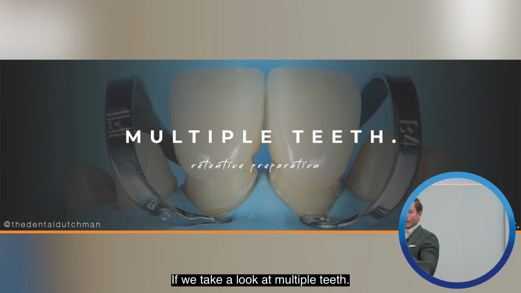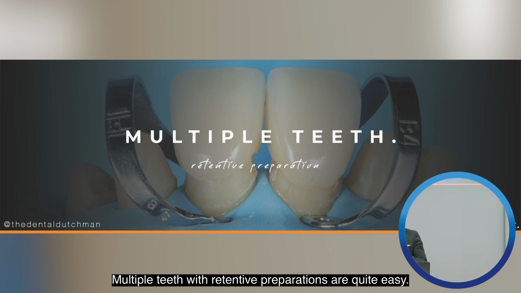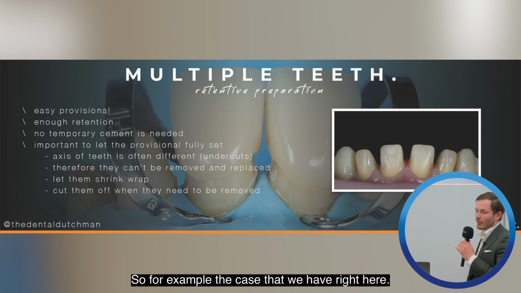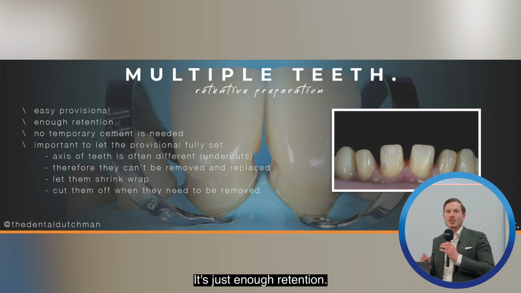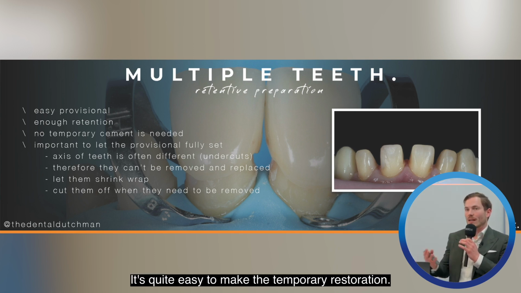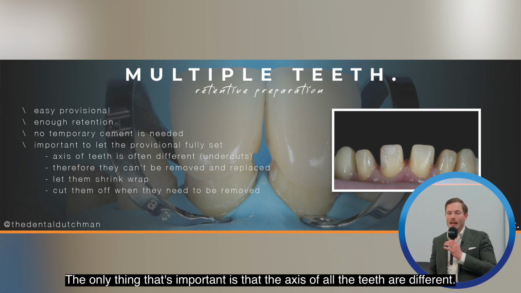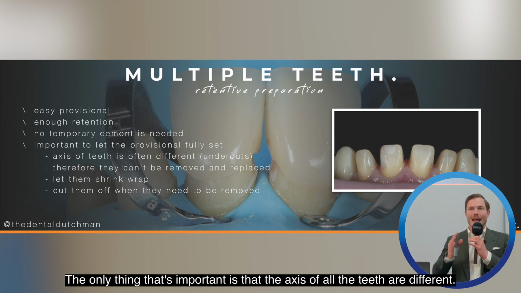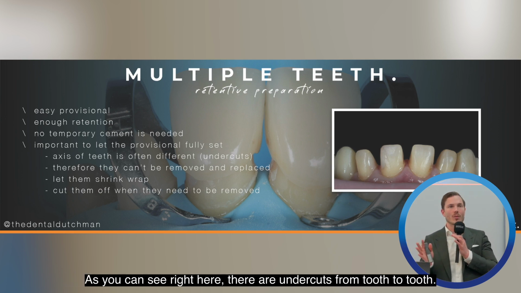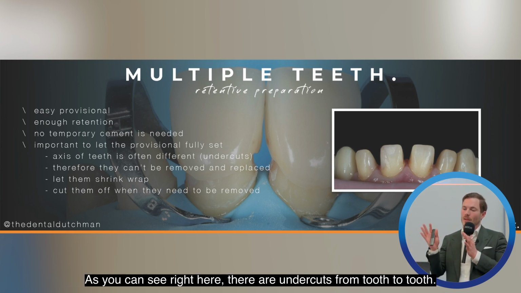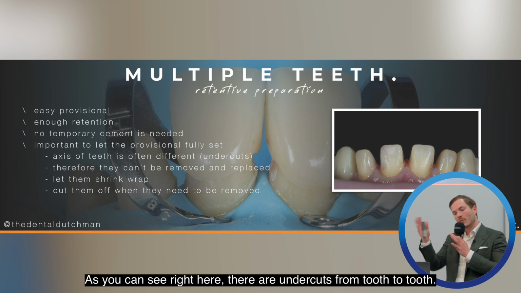If we take a look at multiple teeth, with retentive preparations it is quite easy. So for example, the case that we have right here, you see that I have multiple preparations. It's just enough retention. It's quite easy to make the temporary restoration, similar to the single tooth. The only thing that's important is that the axis of all the teeth are different. As you can see right here, there are undercuts from tooth to tooth.